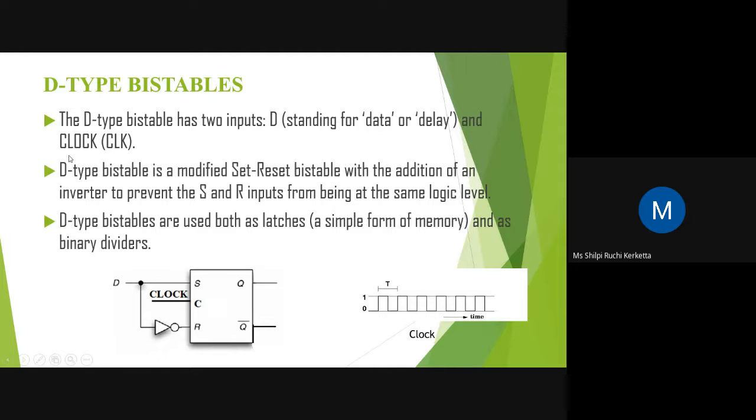And here we are introducing a clock. Earlier we were not having any clock. So this is the clock we are using. It is the same as a digital signal, and it consists of 0 and 1.